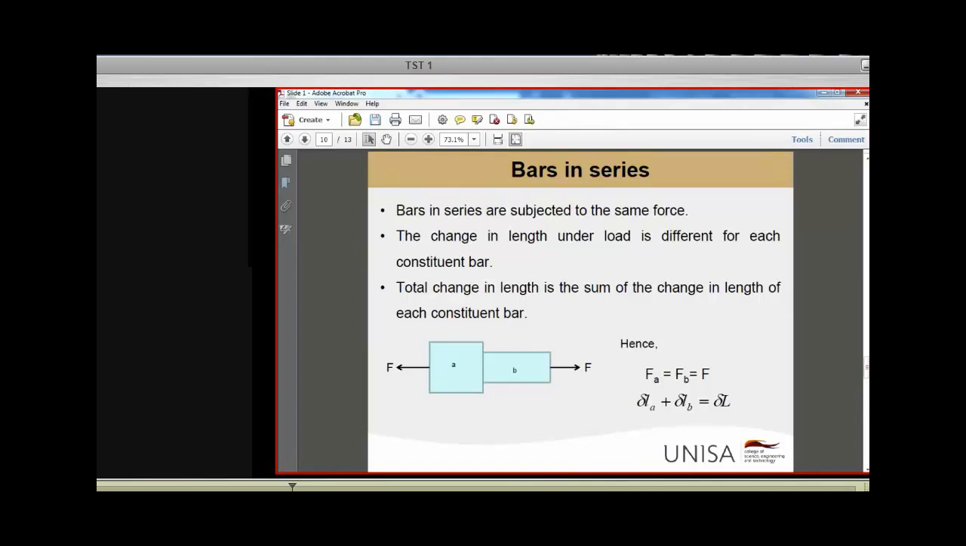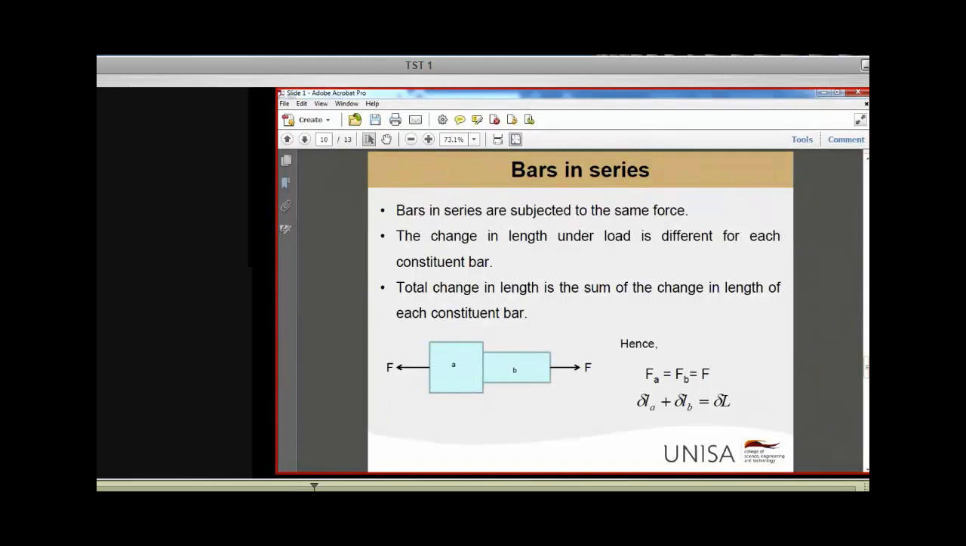So in that case, the force that is being applied on this material will be the same force that will pass through both bar A and bar B. So the total force will be the same force that will pass through bar A and the force that will pass through bar B. And because these bars are not connected, knitted, joined together, they are arranged in series, the change in length will be different for each constituent member. So the change in length under load is different for each constituent bar. For A, we have its change in length, and for B, we have its change in length, such that the total change in length will now be the sum, the addition of the change in length of A plus the change in length of B.